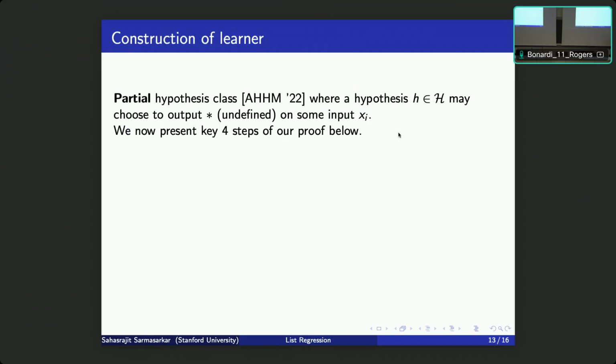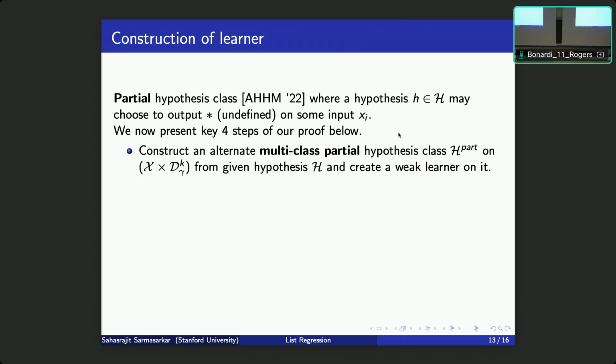Okay, so the construction of our learner is a bit different, and we invoke a partial hypothesis class to construct our learner. So a partial hypothesis class, I'll just recap it. There is a hypothesis which can predict star, undefined, for an input x_i. It can just say that I don't know. So the key 4 steps of our proof can be described as follows.